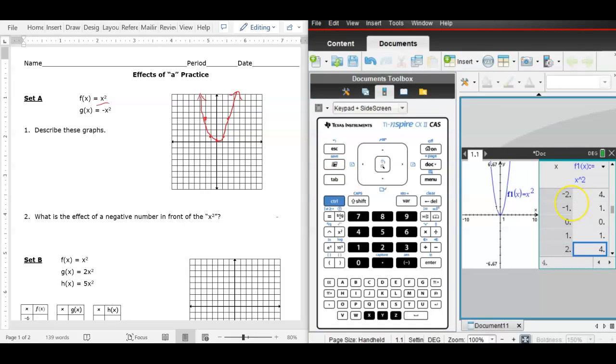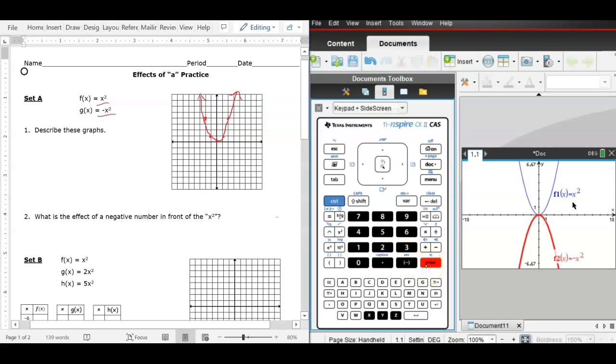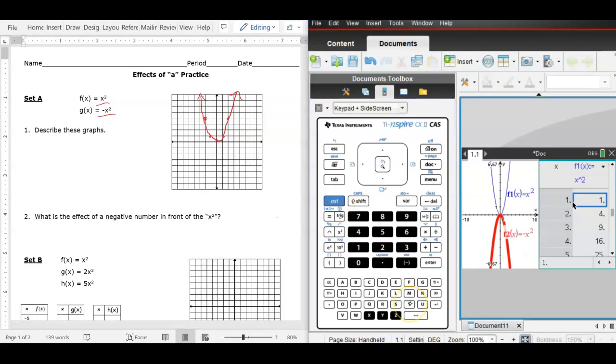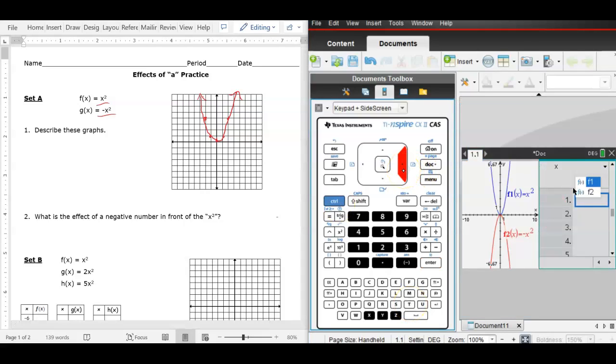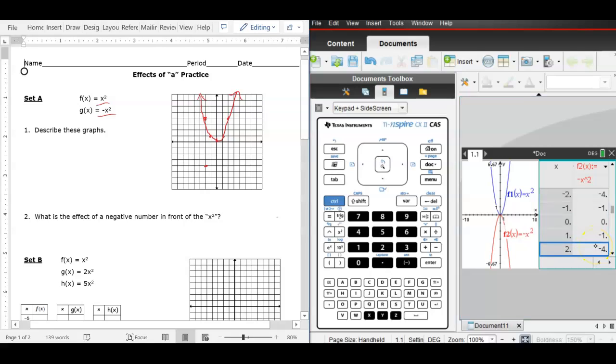Actually, stop doing that. If I hit Control T, I can get rid of that table, and then I'm going to hit tab, and I'm going to stop it from doing weird stuff. Okay, and then I'm going to do -x squared, the second graph right here. Now you can see it's going downwards. If I hit Control T, I get to see the one to the right. All right, and then again, if you go up 2, you can get these points. -2, -4, -1, -1, 0, 0, 1, -1, 2, -4.